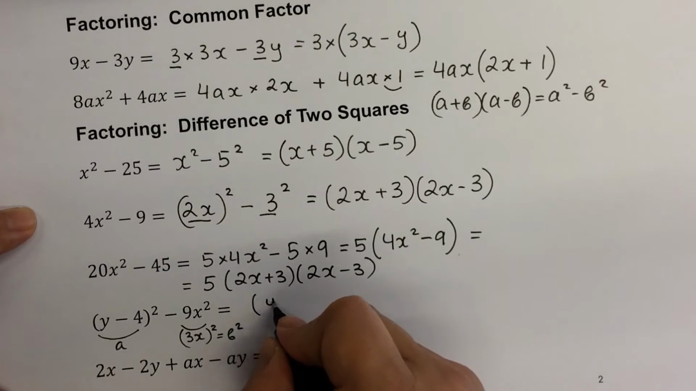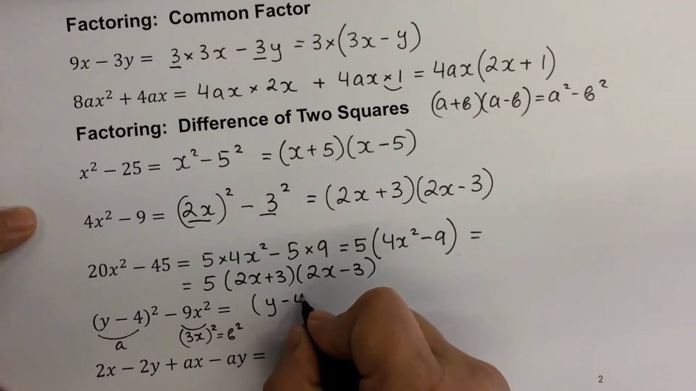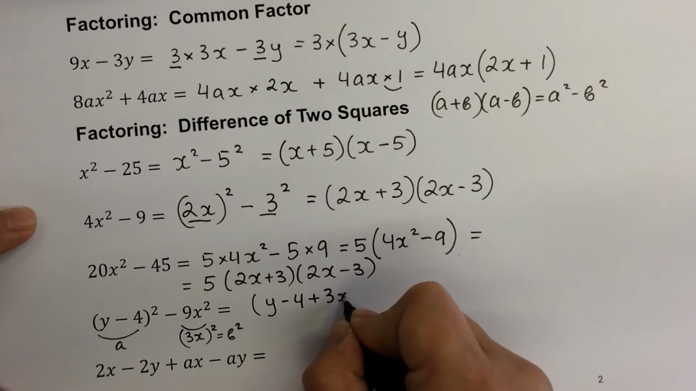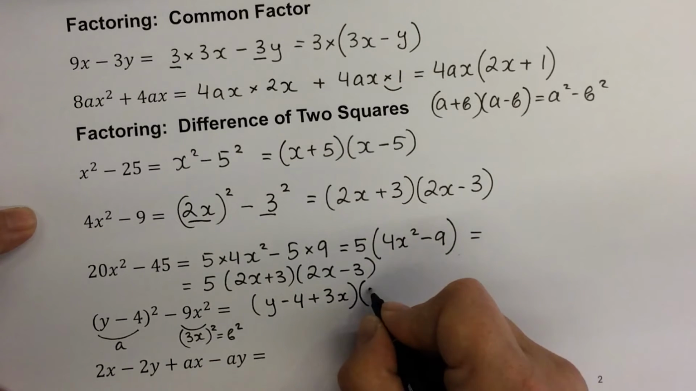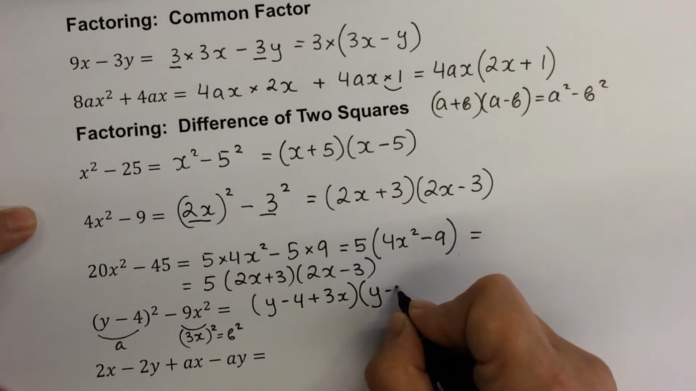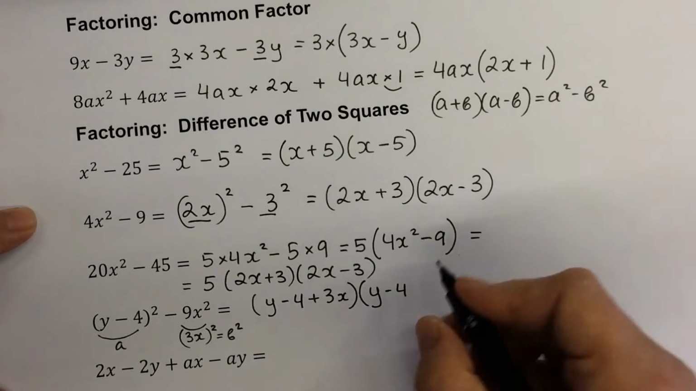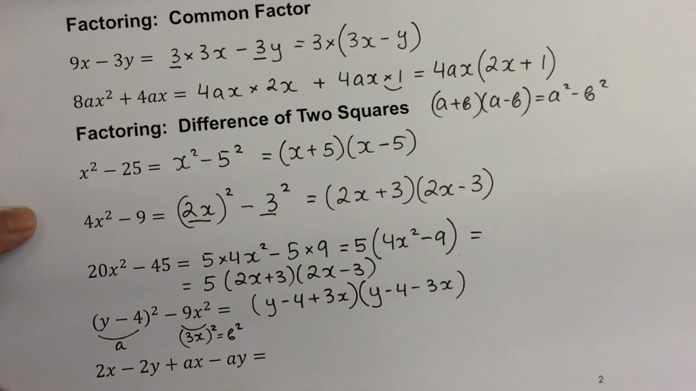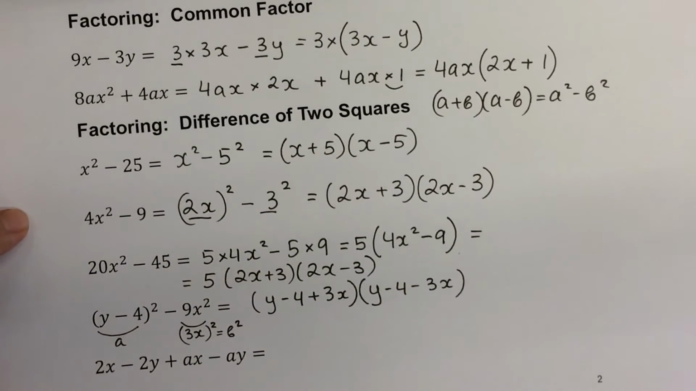Now we wrote explicitly two terms, and we apply this formula. That would be first term, which is y minus 4, plus the second term, which is 3x, times first term, which is y minus 4, minus 3x. That's it. Mission completed. We factorized.